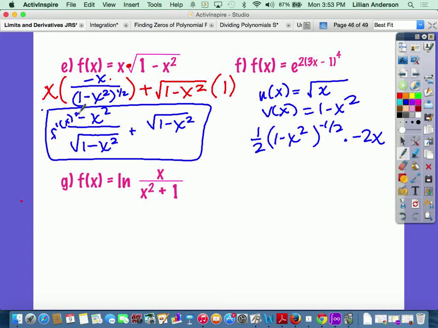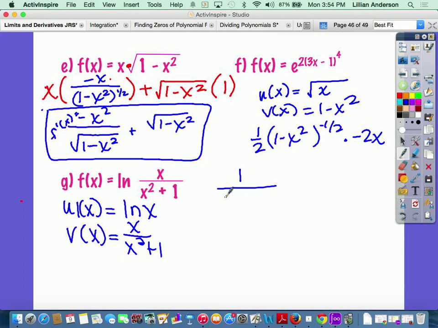Look at G. Okay? You have another chain rule. Your first function, u of x, is ln of x. Your v of x would be x over x squared plus 1. So when I do my derivative using chain rule, the derivative of ln of x is 1 over x, but I'm not going to put an x, I'm going to put my v. And I times it by the derivative of v.